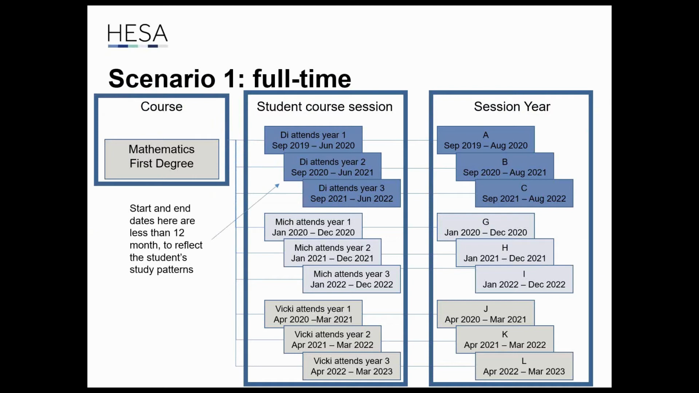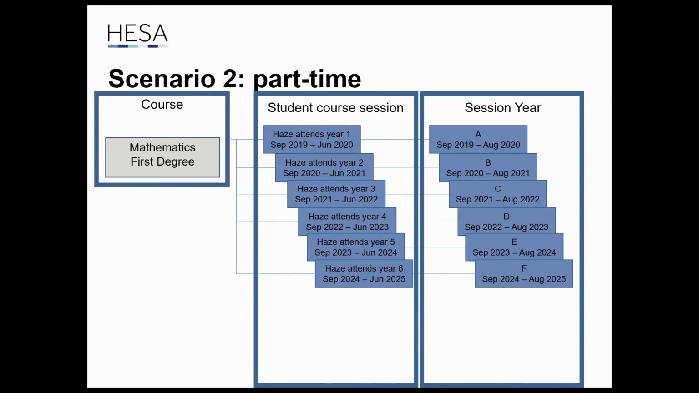She's not doing anything between June and August. The student course session reflects the dates that she's actually studying, what she's actually doing, and the session year is just attaching her to a 12-month bucket. So in her second year, she isn't starting studying until September again, and that's fine. If she was to do something in, say, August, then you'd need to put that study period at the end of her first year, so it was reflected in that session year bucket. So that's a full-time student.